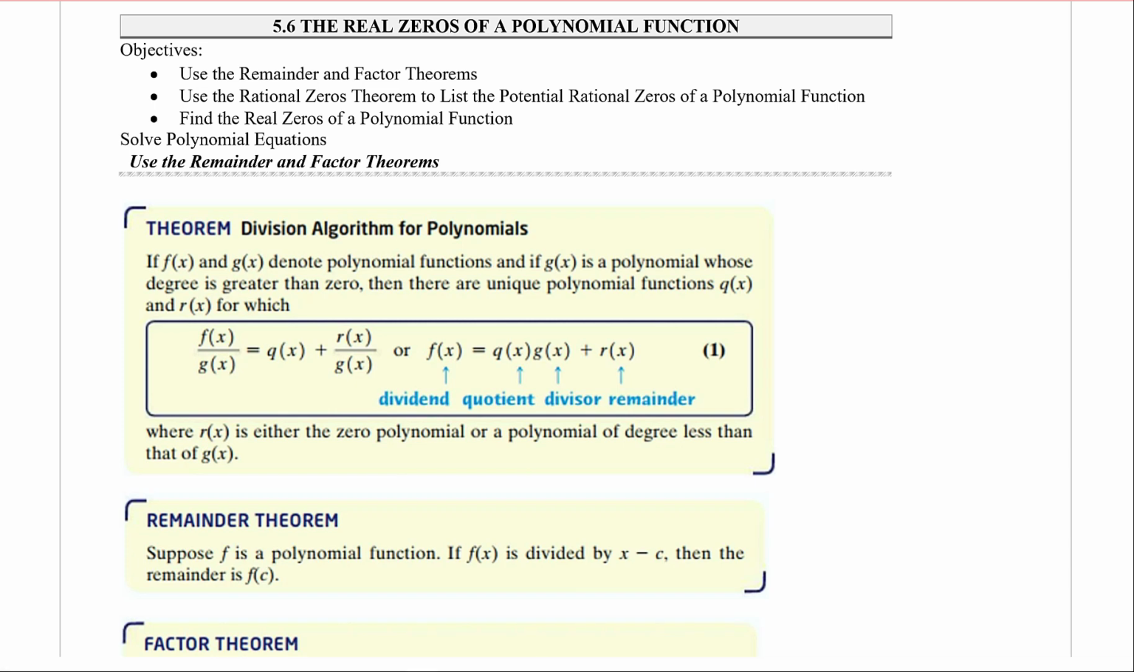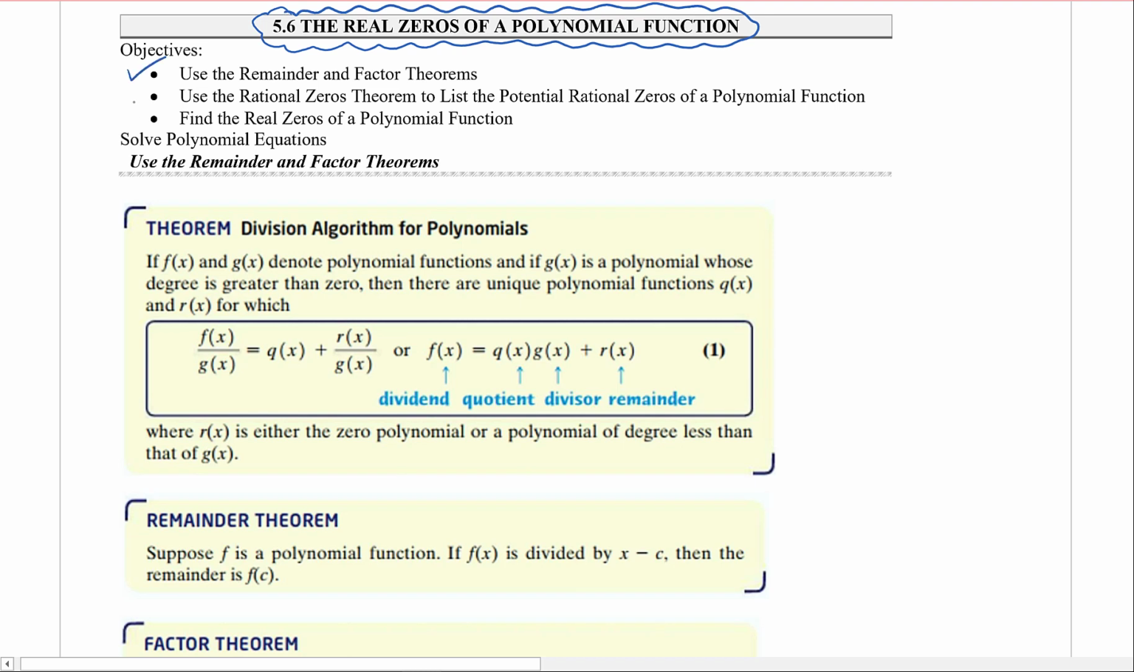This is section 5.6, the real zeros of a polynomial function. Our objectives for this section are going to be the following. We're going to use the remainder and factor theorems.